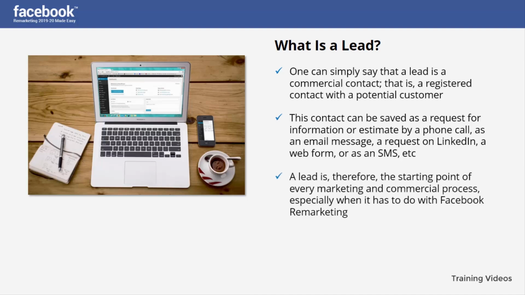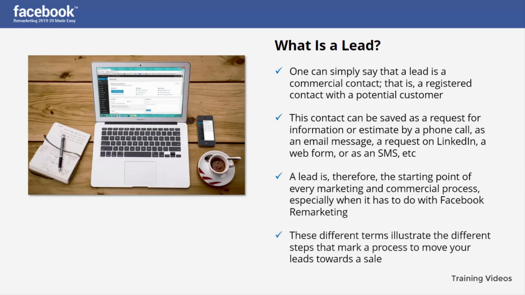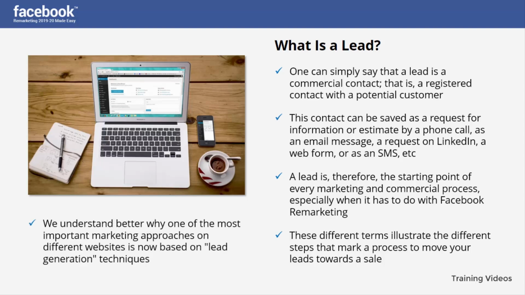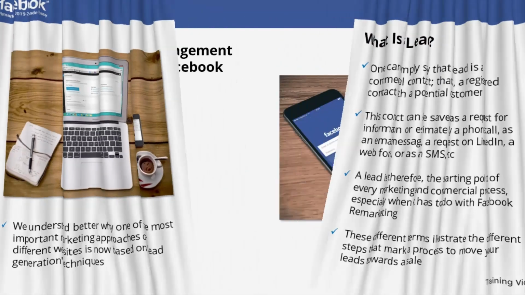A lead is, therefore, the starting point of every marketing and commercial process, especially when it has to do with Facebook remarketing. It is likely to become a qualified contact, that is to say, a prospect who has the potential to become a customer. These different terms illustrate the different steps that market process to move your leads towards a sale. You will indeed be called to implement this process to develop your business through digital and especially the internet. We understand better why one of the most important marketing approaches on different websites is now based on lead generation techniques. But what is the best technique to use?